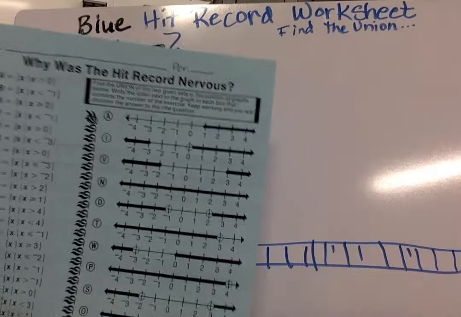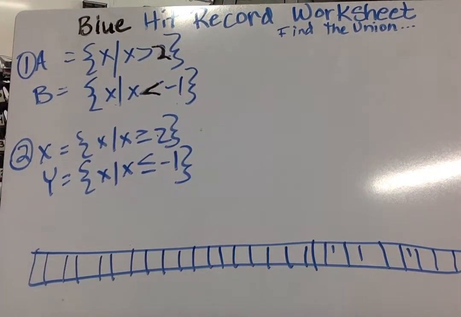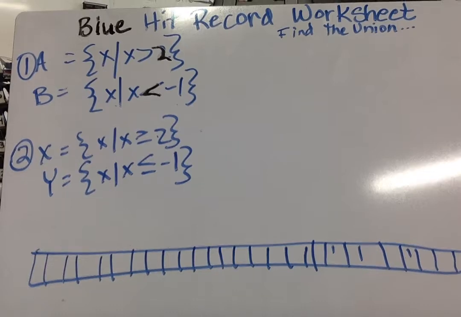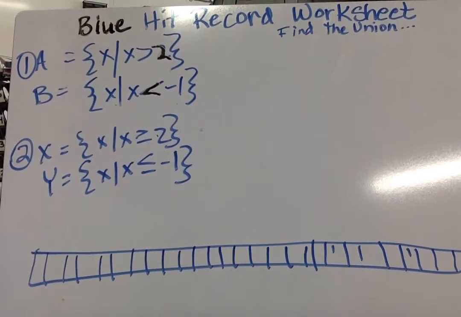First we need to make sure we read the instructions. It says, find the union of the two given sets in the column of graphs below. Write the letter next to the graph in each box that contains the number of the exercise. Keep working and you will discover the answer to the title question, why was the hit record nervous?